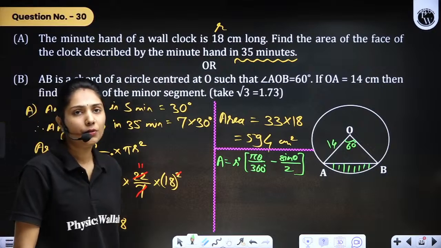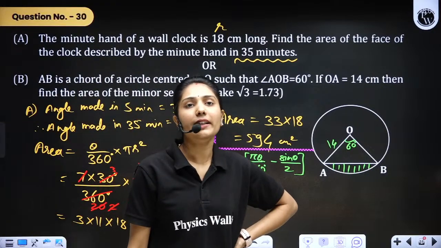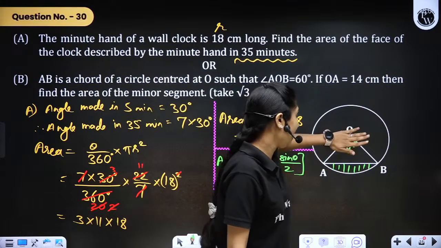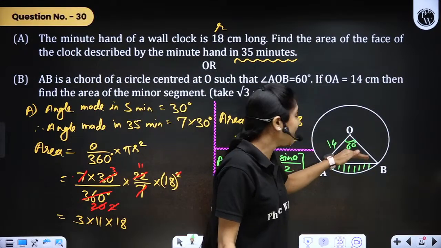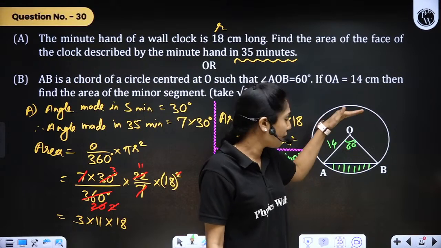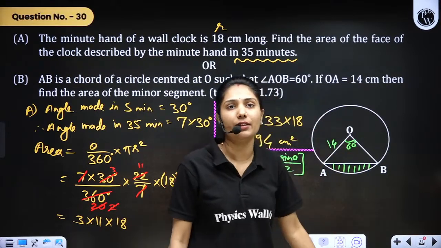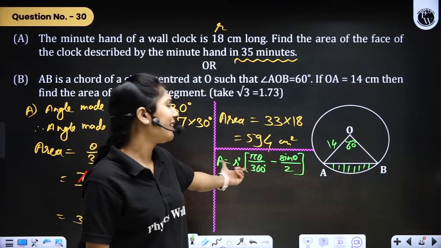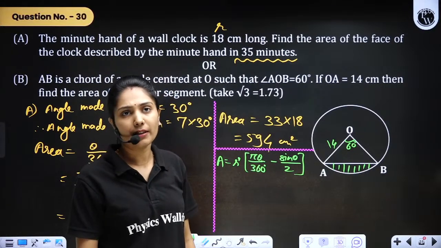Sin theta by 2. That's the formula to calculate the area of segment. Area of segment is nothing but area of sector minus area of triangle. Is it? Yes. Area of sector minus area of triangle. So if we calculate it, you can directly get this formula from there.